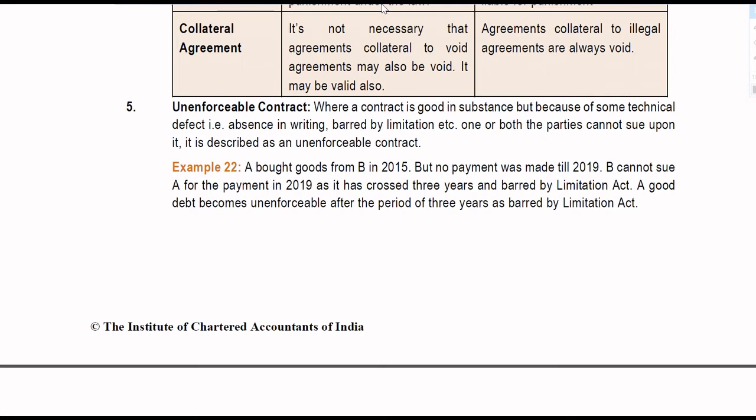See, when there is an agreement between the parties, but after a few years have passed, the agreement becomes void between them, so that it is an unenforceable contract. Okay.